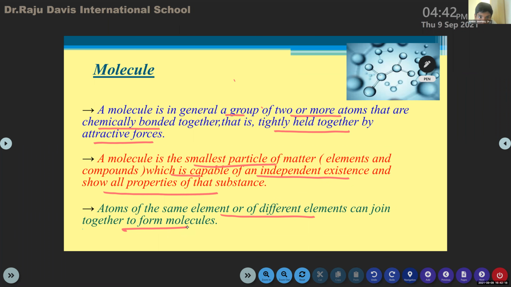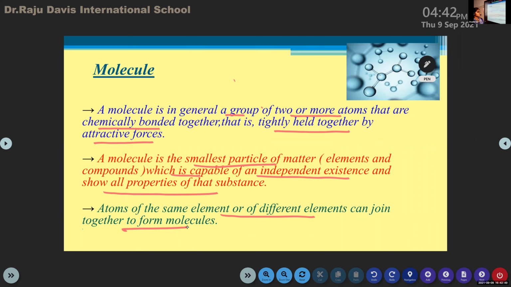A molecule is in general a group of two or more atoms that are chemically bonded together, that is, tightly held together by attractive forces. A molecule is the smallest particle of matter, elements and compounds, which is capable of an independent existence and shows all properties of that substance. Atoms of the same element or of different elements can join together to form molecules. Okay.